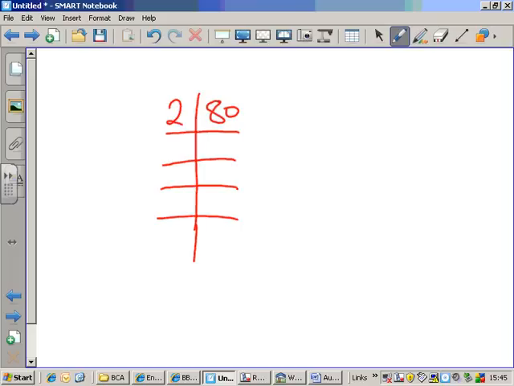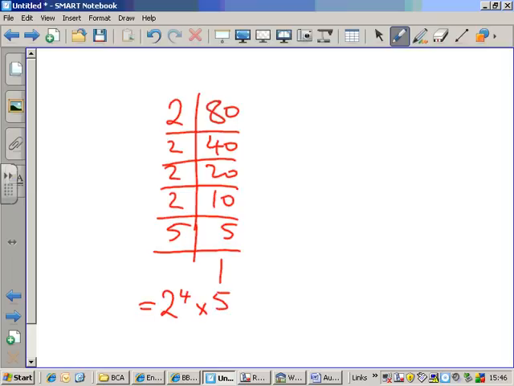Divided by 2 is 40. Divided by 2 again is 20. Divide that by 2 is 10. Divide that by 2 is 5. Divide that by 5 is 1. And there's your answer. It's 2 times 2 times 2 times 2 times 5. So 80 could be described as 2 to the power of 4 times 5.